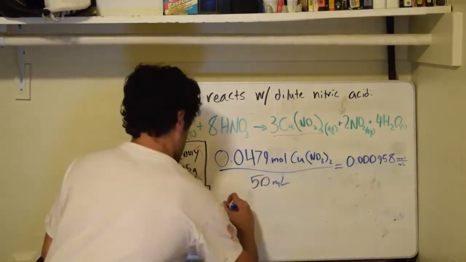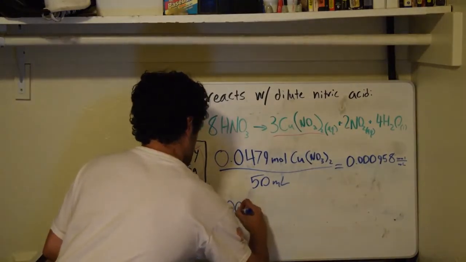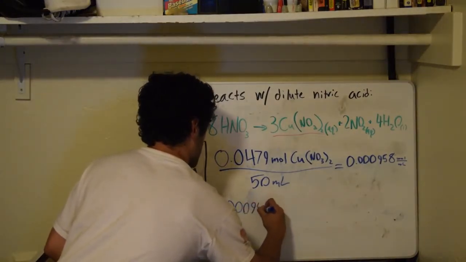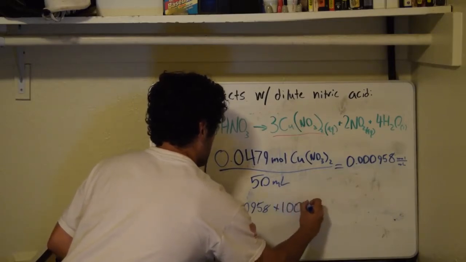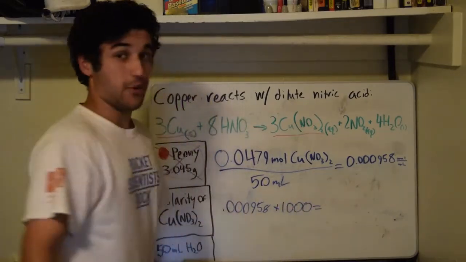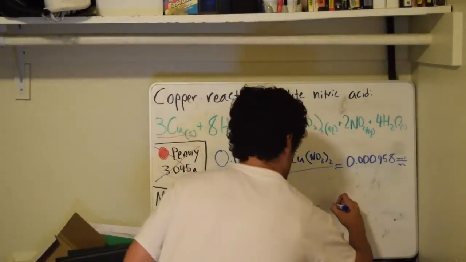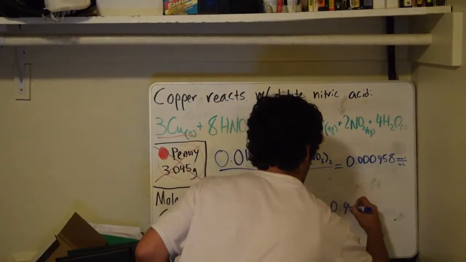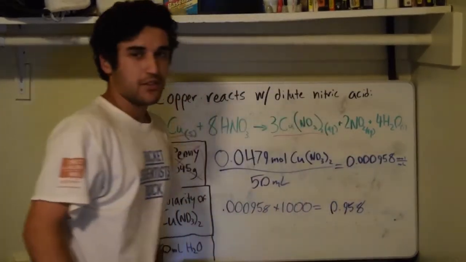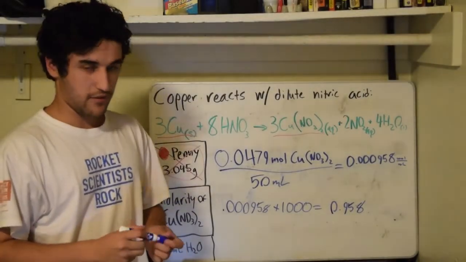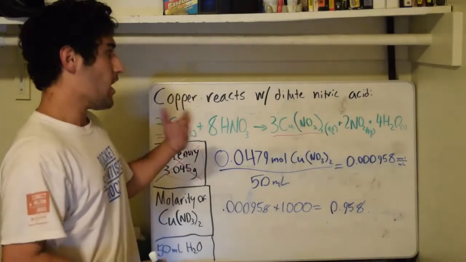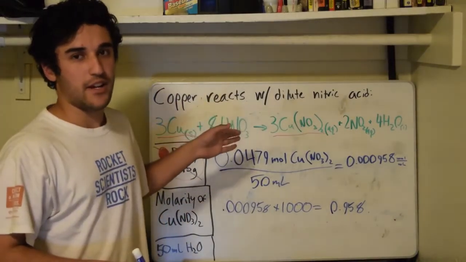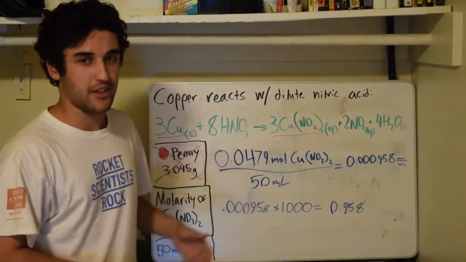So you got to take 0.000958, and you just multiply it by 1,000. And so your molarity is 0.958. So the answer to the problem is 0.958 moles per liter of copper nitrate in that 50 milliliter solution.